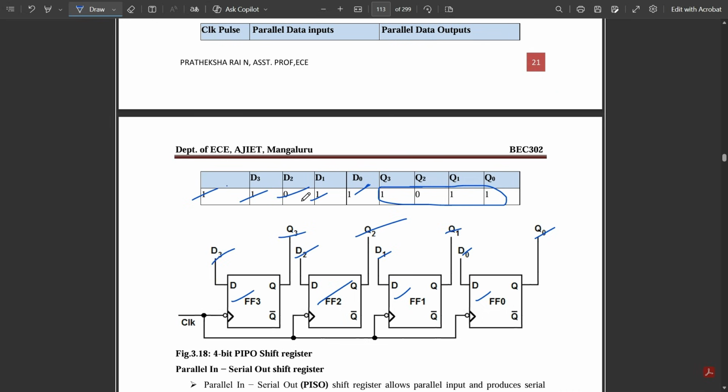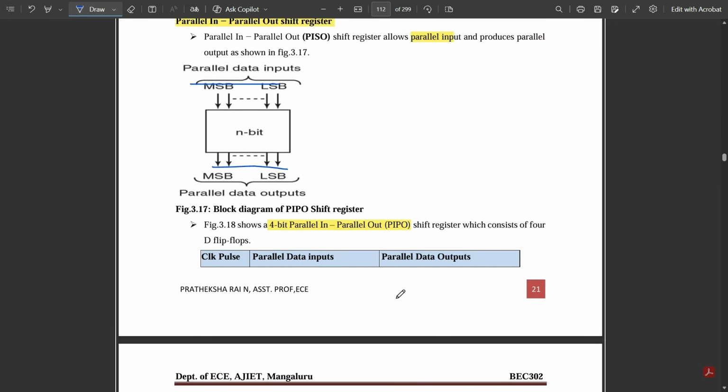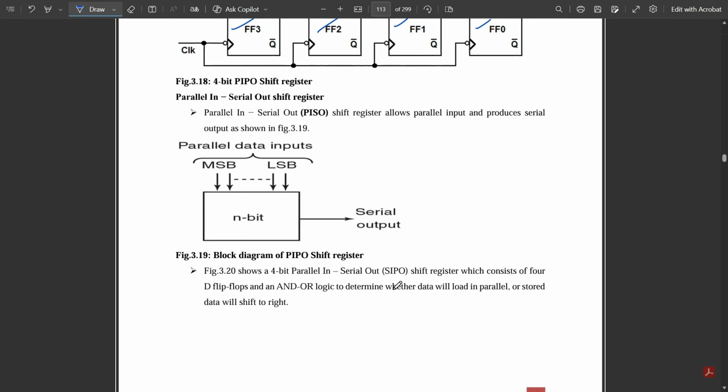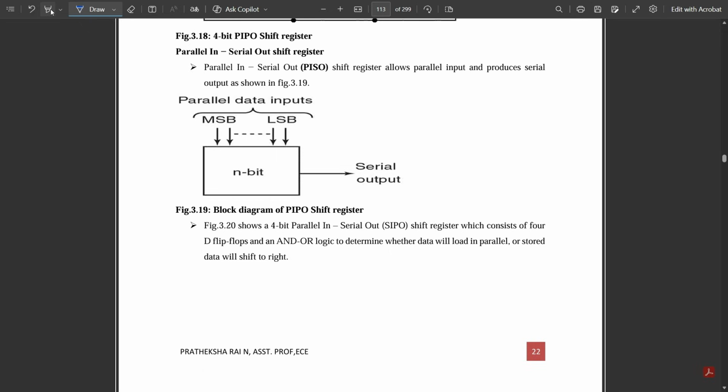It means that whatever data is provided initially at the D flip flop, that only would be there at the output side, because both are connected parallelly to each other. Okay, so this is meant by parallel in, parallel out. This is the easiest one, you could be remembering it. Okay, next is parallel in, serial out.